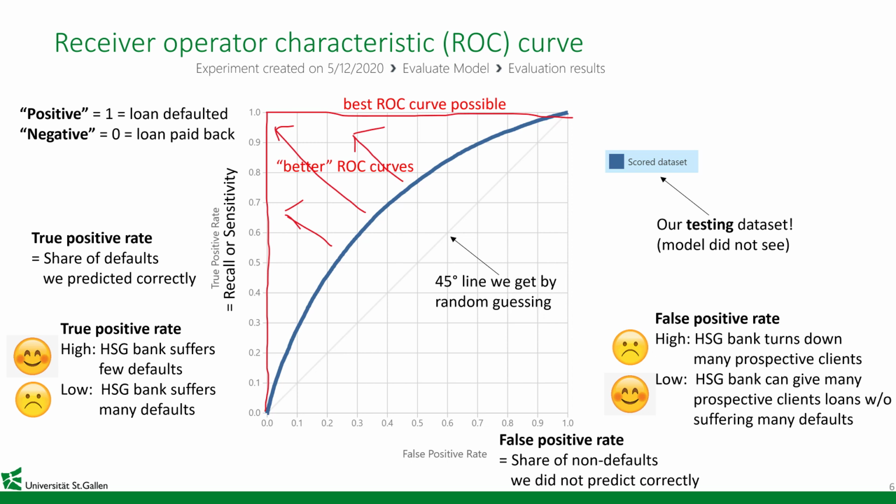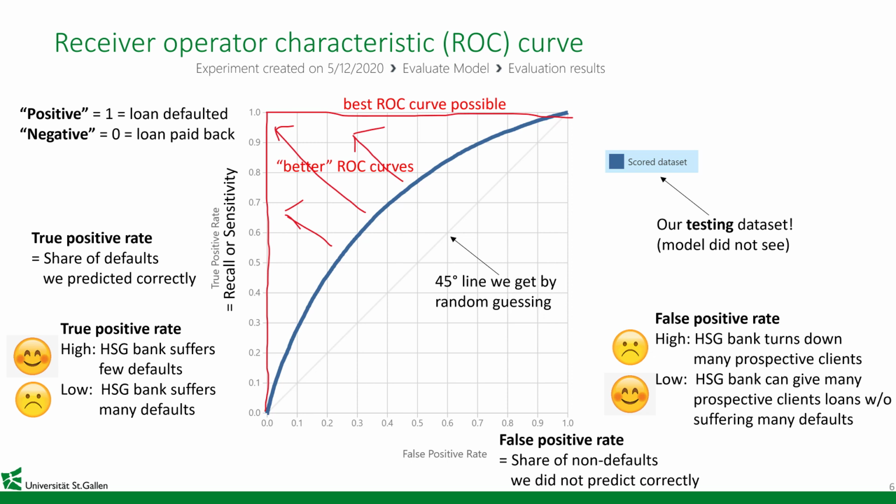Now in classification, positive simply refers to the fact that we have a 1 in our loan status variable. So that means that the loan defaulted, that the applicant was later not able to pay back the loan. A negative, on the other hand, is simply a 0 in the loan status variable and indicates that the loan was paid back.